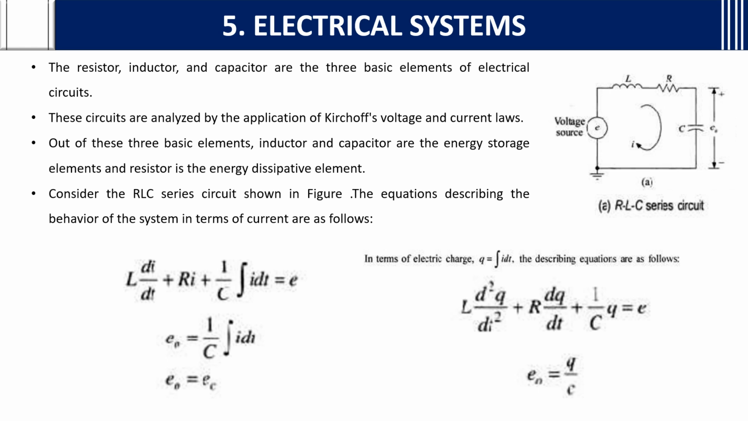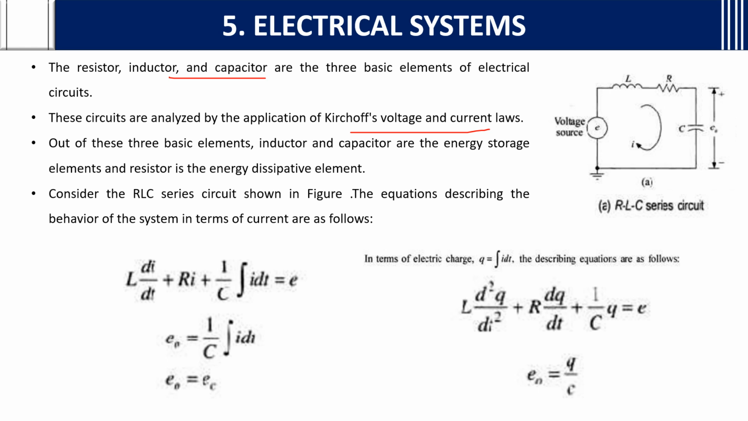Electrical systems. The resistor, inductor, and capacitor are the three basic elements of electrical circuits. As you know, electrical circuits have an inductor, resistor, capacitor and a voltage source. These circuits are analyzed with the application of Kirchhoff's voltage law and current law. We already know Kirchhoff's voltage law and current law from network analysis also. In control systems also, electrical systems means we work with KVL and KCL only.